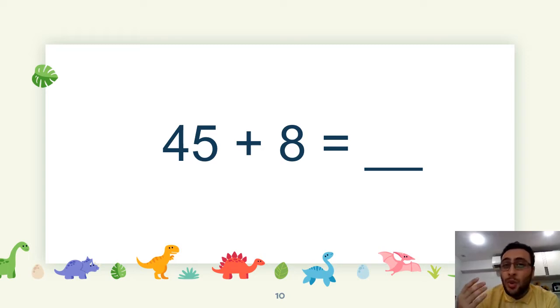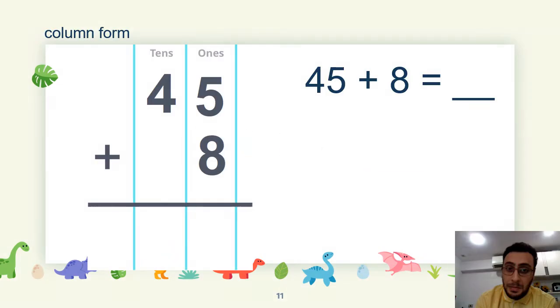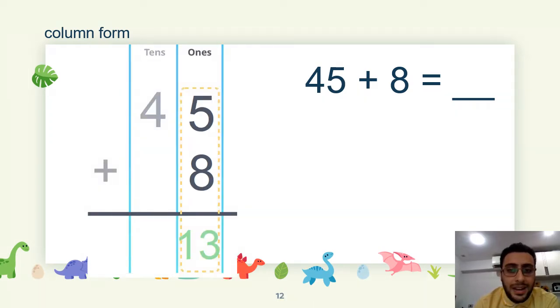So it's pretty easy. Let's do a harder one like 45 plus 8. Remember, when it's too hard for you to do it in your head, you can write it in column form. This is the column form. What is column form? We put the ones in ones and we put the tens in tens. 45 is made of 5 ones and 4 tens. And 8 is made of 8 ones.